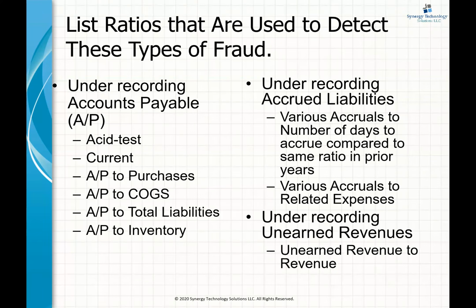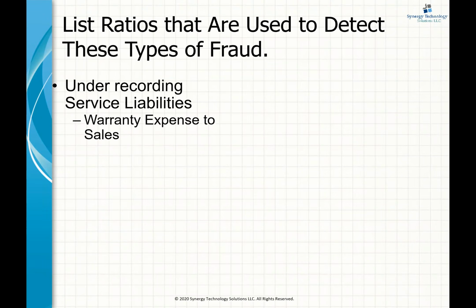Under-recording unearned revenues: unearned revenue to revenue. If you do that ratio and compare it quarter to quarter, or year to year, you will see if there is a pattern. If you see that there is a spike, then you know there is something going on. These are the ratios to detect this type of fraud.